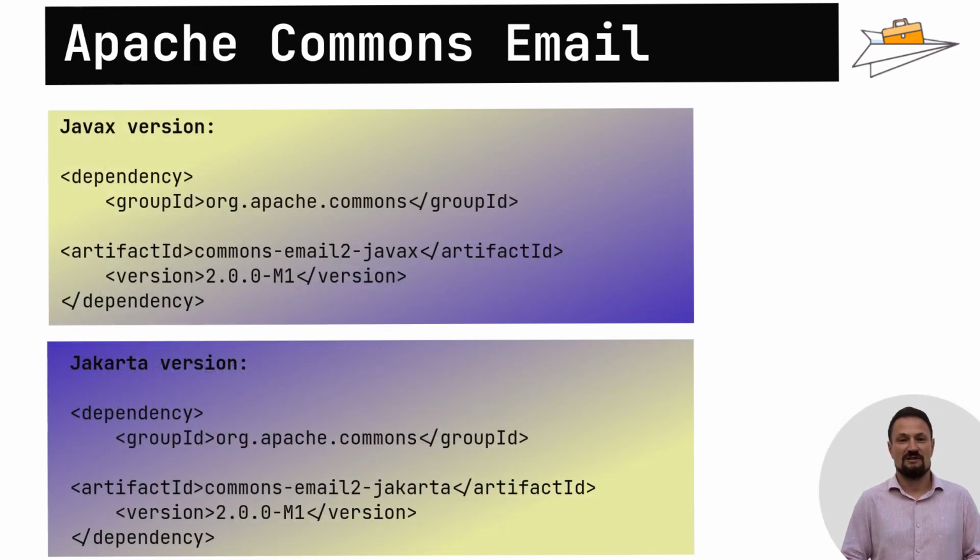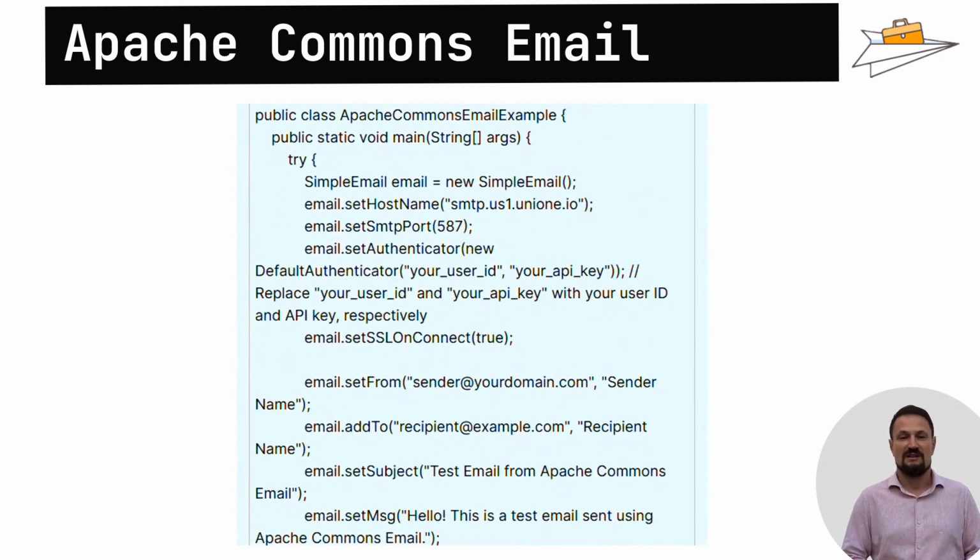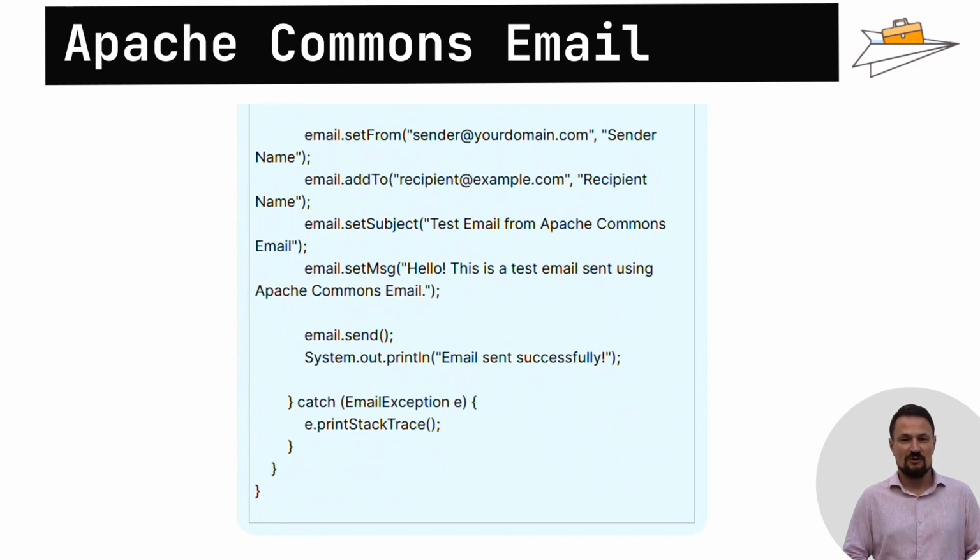Pick one of the two versions, javax or Jakarta. In your pom.xml file, add this code. This will also include the Commons Email core module behind the scenes. Here's how to send a plain text email with SMTP settings using Uni1.